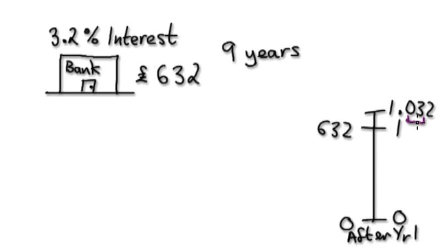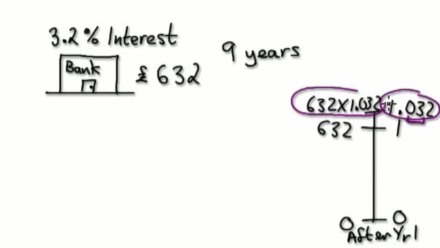Have a quick glance at this. This is your 3% level. Well, 3.2% is actually this. This is a decimal representation of 3.2%. After year 1, you're going to get 632 times 1.032. So this figure here, whatever it is on your calculator, will represent how much money you will have at the end of year 1.